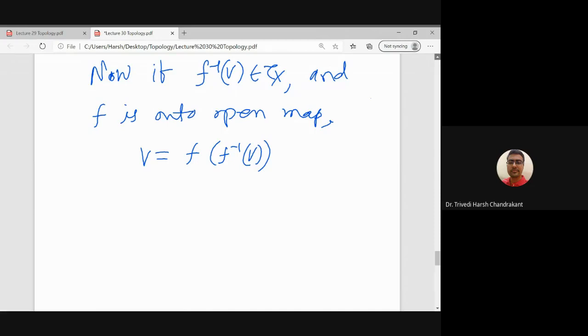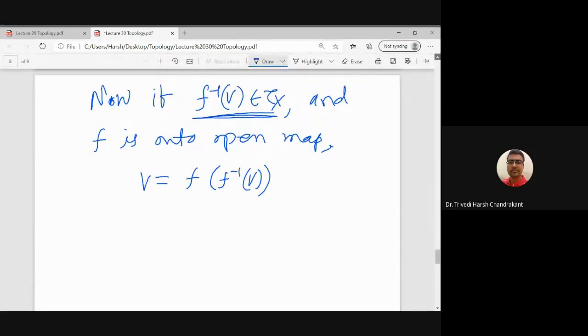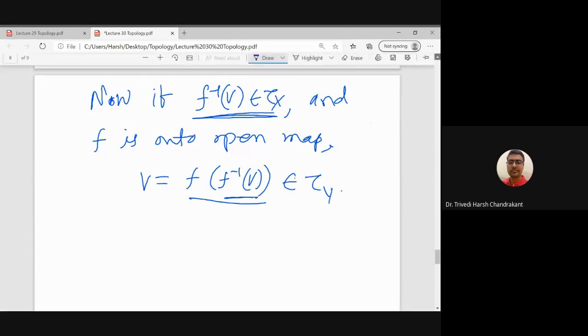And since f is an open map, we already know f inverse of V is open, and f maps open sets to open sets. So since this is open, this is also open. So using that, this belongs to tau x. It is an open set of x. Sorry, it is an open set in y because we are applying the function f, so the codomain is y.